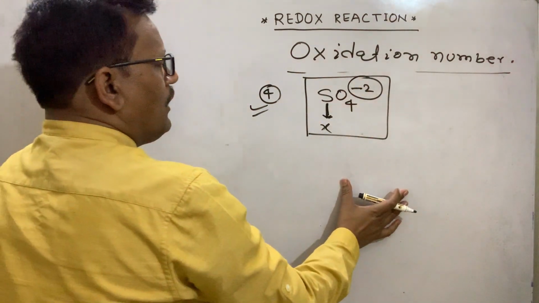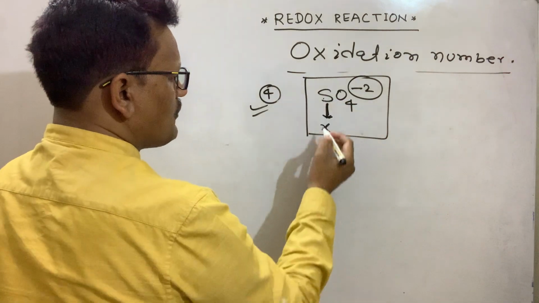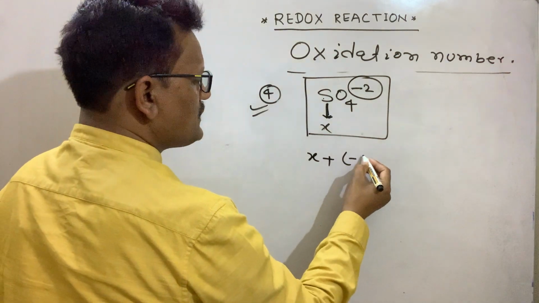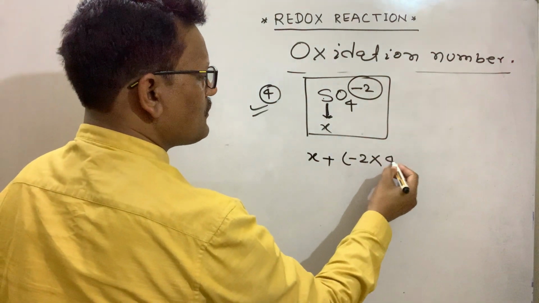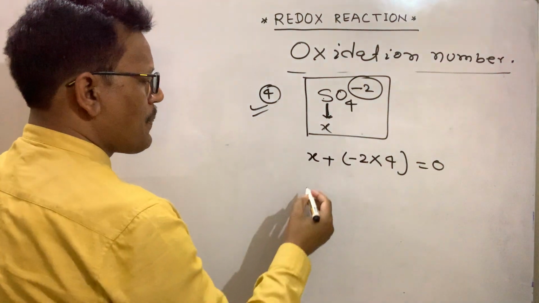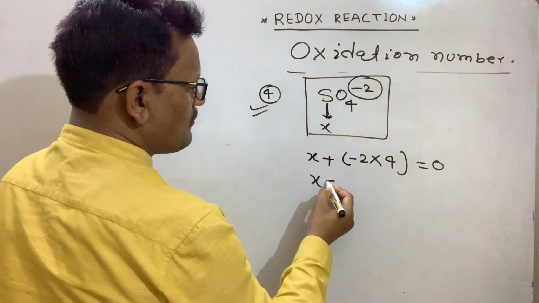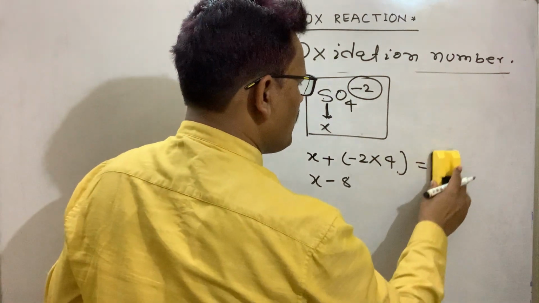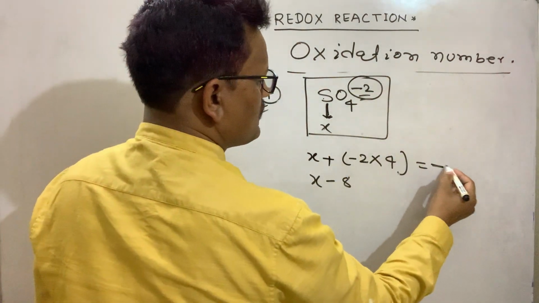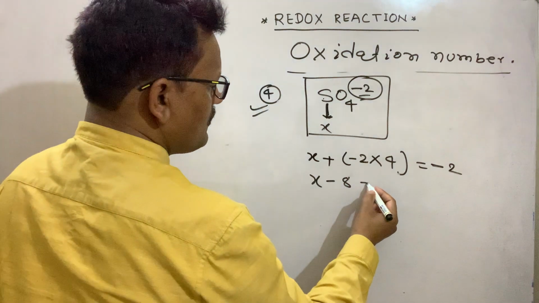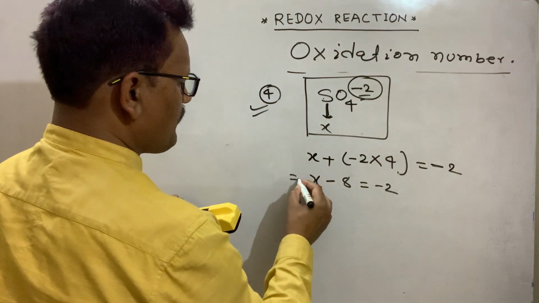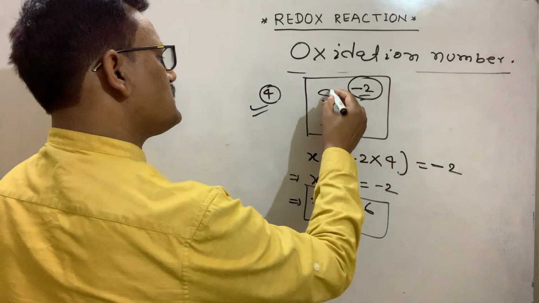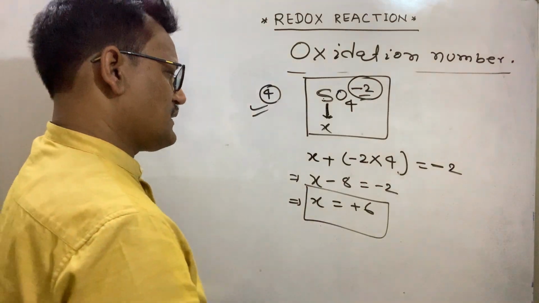So the oxidation number of sulfur is x, plus for oxygen we have -2 multiplied by 4, equals... sorry, we have -2 charge, so equals -2. So x will be +6. So the oxidation number of sulfur in case of sulfate will be +6.